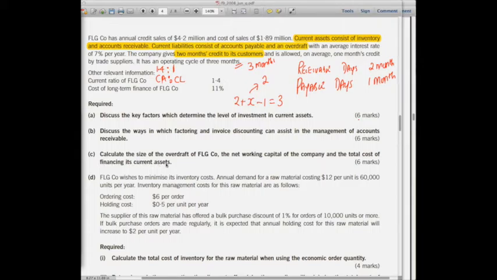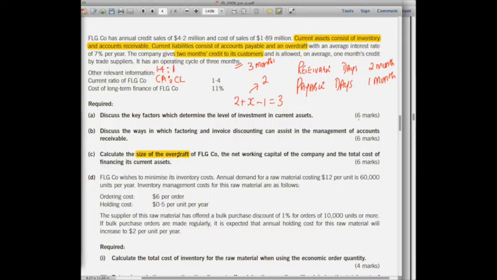Calculate the size of the overdraft. Fine, here the question comes. Calculation part. You're going to get a good 6 marks for that. Calculate the size of the overdraft of FLG company. Remember, your current liability includes payable and overdrafts. So if you know the total current liability and remove the payables, you may get the overdraft, right?